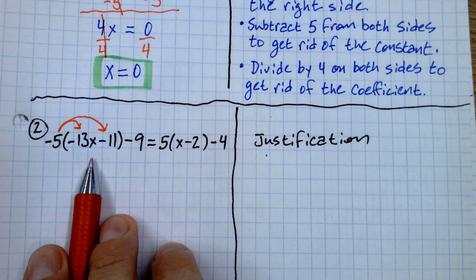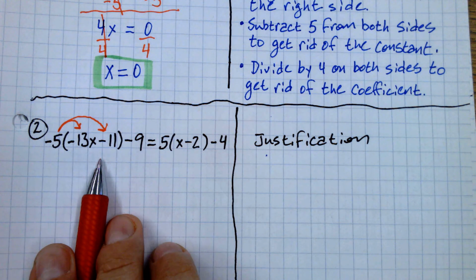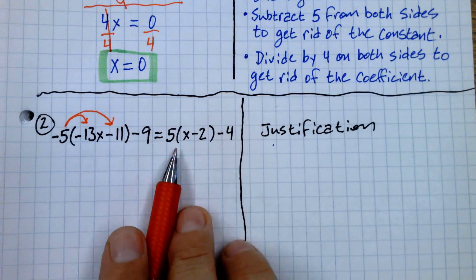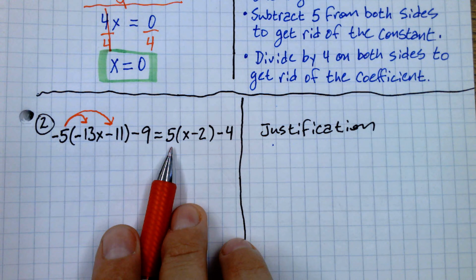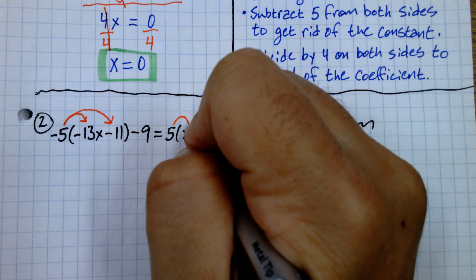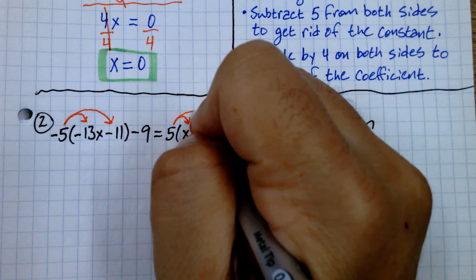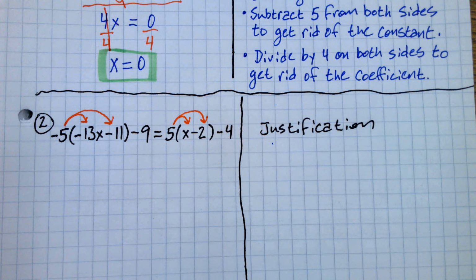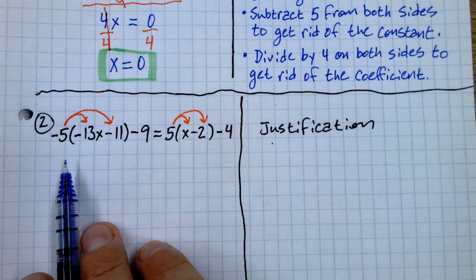Look at the equation. We got to distribute here. How about here? We actually have to distribute 2 times. Once with a -5 and once with a +5. But that's okay. We can do it all in one step. Okay? So let's distribute. So you guys ready?